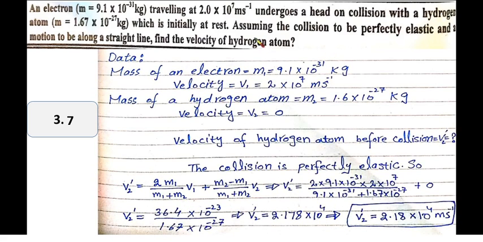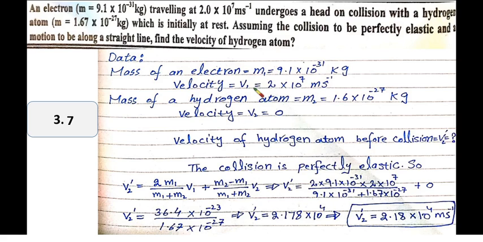In the question we know that the collision will be perfectly elastic, meaning the momentum before and after will be conserved. Mass of the electron, m1, is 9.1 × 10^-31 kilogram, and its velocity is 2 × 10^7 meters per second.